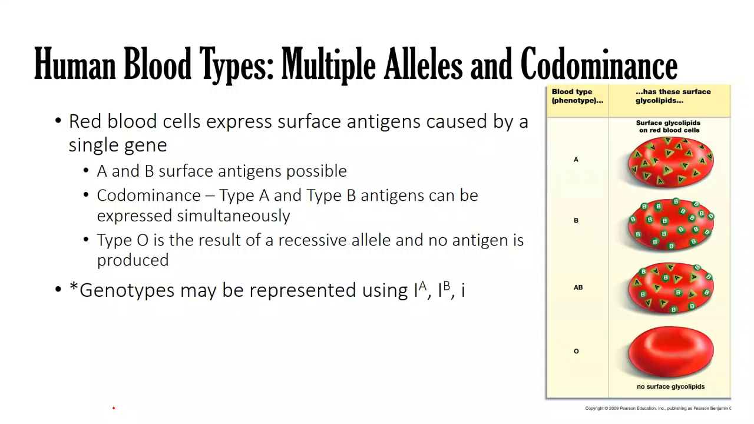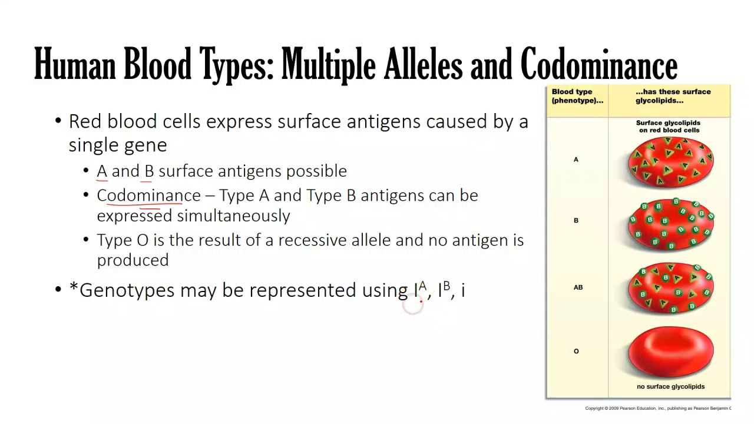blood type. So cells can have A and B surface antigens, but it's possible for codominance to exist where they can have A and B antigens at the same time, and type O would be no surface antigen. So we're going to represent these with these different alleles.